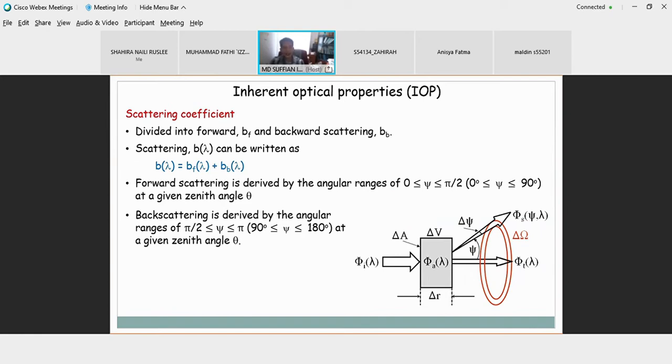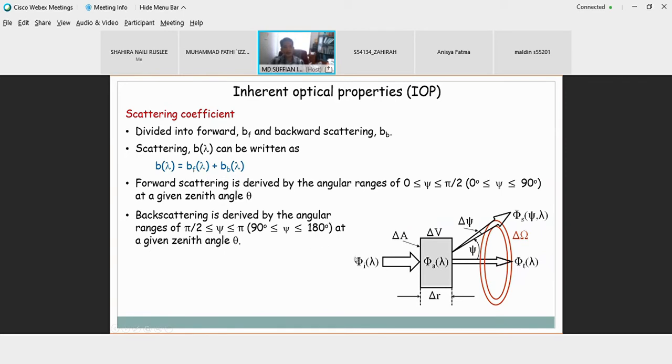So scattering can be caused by particles. Particles termasuklah phytoplankton. Phytoplankton juga dia akan scatter light in the green. Tapi yang paling banyak scatter light adalah suspended particulate matter. So scattering can be written as b equal forward scattering plus back scattering.